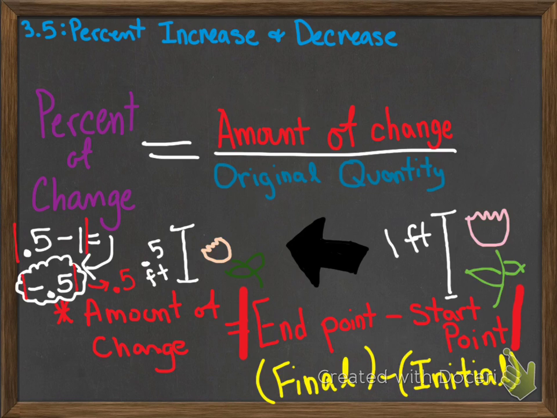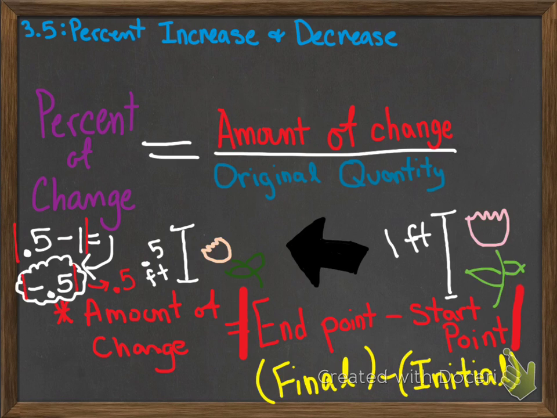I don't want us to get confused with the absolute value, but I want you to know what your brain is doing and why the numbers work out that way, okay? So if you're able to say, it starts at a foot, drops to half a foot, it decreased by half a foot, that's fine.